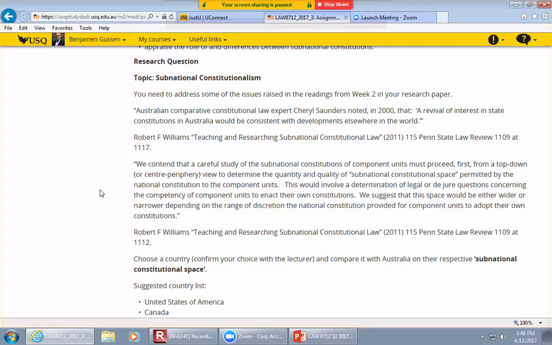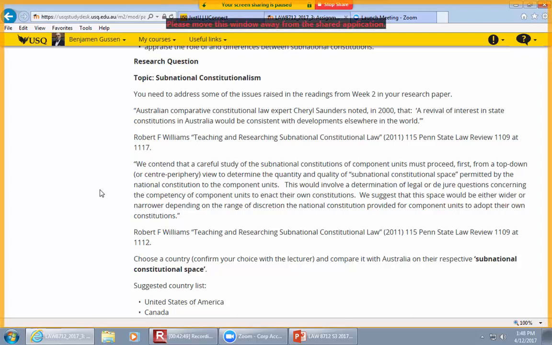So I'm not going to go much into the critique now. That's what you will be doing in your research paper. But the point is, I want you to engage with this concept that Robert identifies as subnational constitutional space. And he says this space is elastic, and it could contract or expand depending on the discretion in the federal constitution.